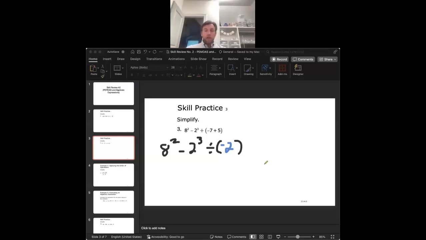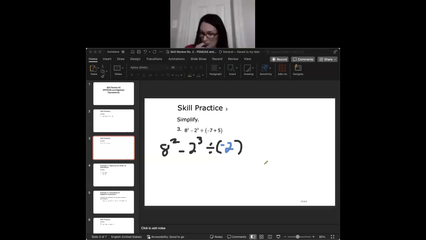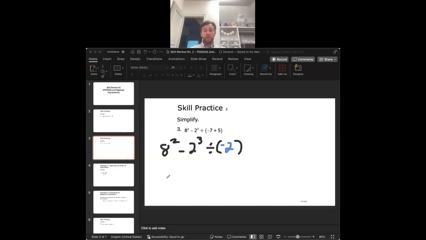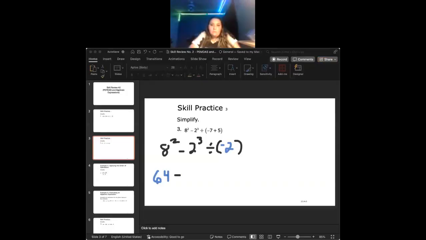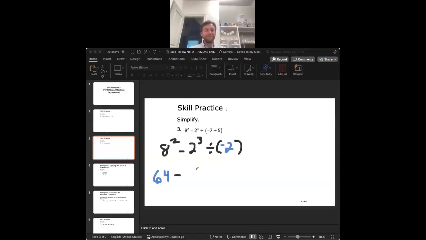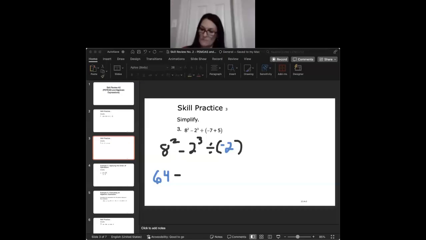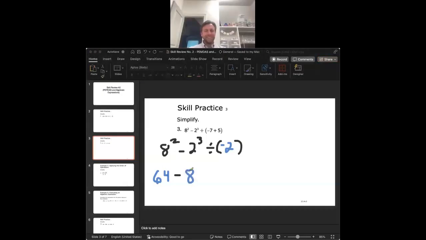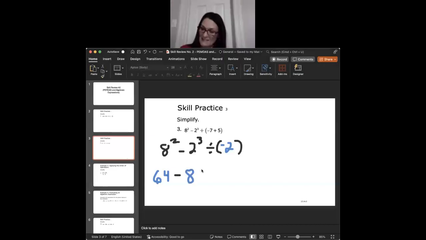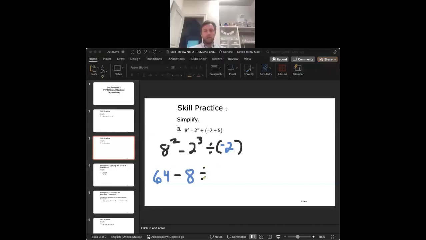Parentheses, check. Done. Exponents. Do we have exponents? Yes. So what's the first exponent we're going to do? 8 to the second power gives me 64. Good. Then minus 8, 2 to the third is 8. And then we just bring down the rest, divided by negative 2.